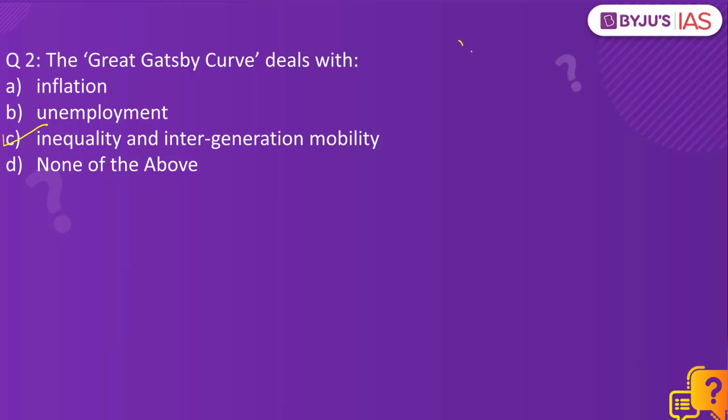Let's say for example here is an individual X who is a street vendor or who is a poor individual. The child of this poor individual, because of education or any other factor, let's say clears civil services examination, becomes an IAS officer. So what has this child achieved? This child has achieved upward mobility.